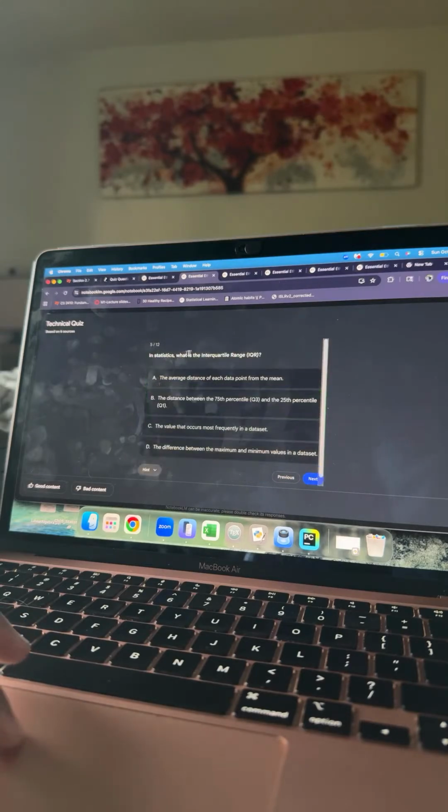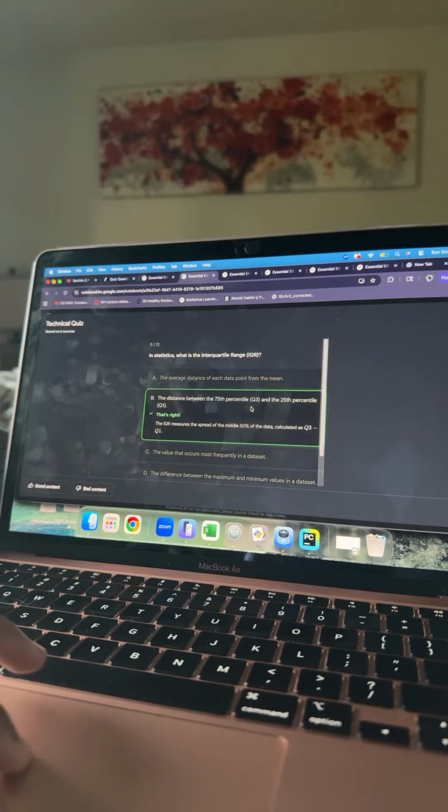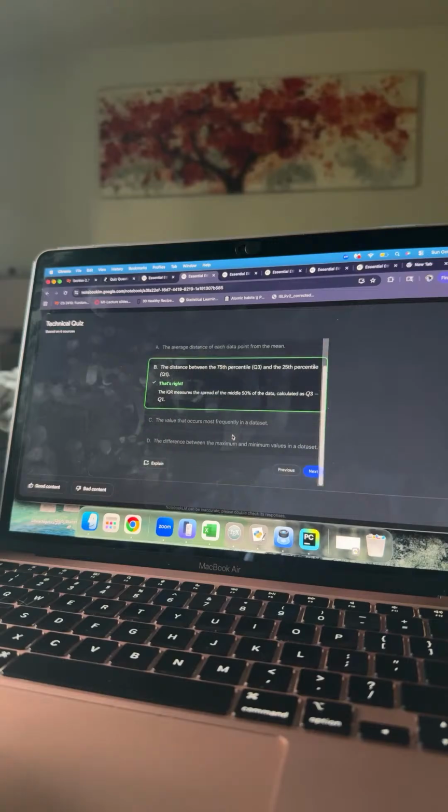So, in statistics, what is the interquartile range? The difference. No, no, no, not that one. I almost pressed that one. So the value, no, this is the mode. So the average distance of each data point from the mean. I'm pretty sure it's B, but if it were A, that would make sense. Okay, the interquartile range measures the spread of the middle 50% of the data, calculated as Q3 minus Q1.